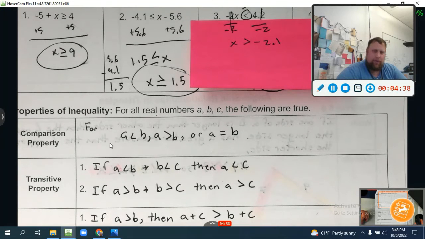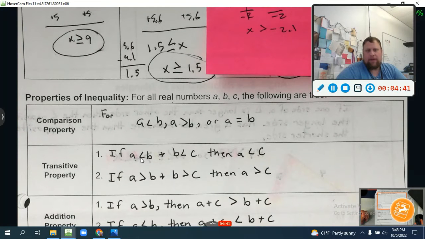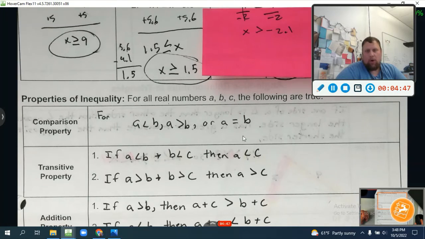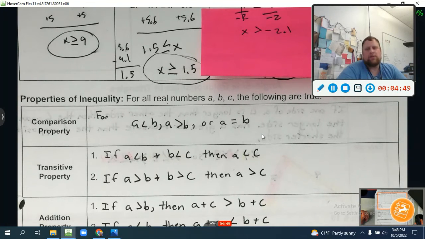You would have had to write this down for every one of them. We have the comparison property, which says this: if A is less than B, or A is greater than B, or A equals B. Those are the only options we have. Either two numbers, one's bigger than the other, one's smaller than the other, or they're the same number.